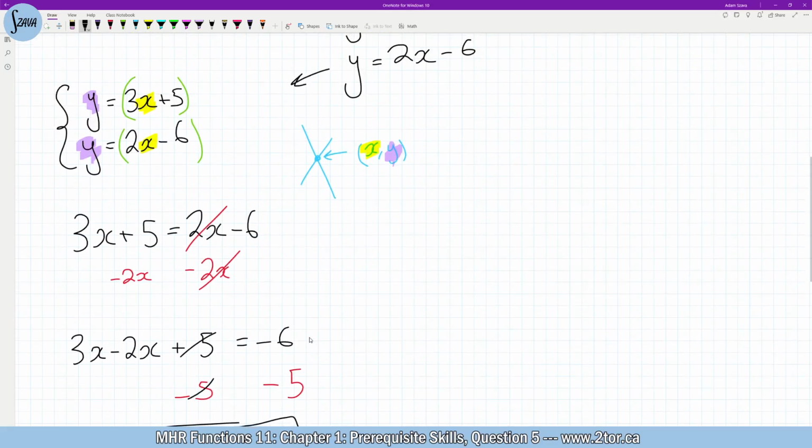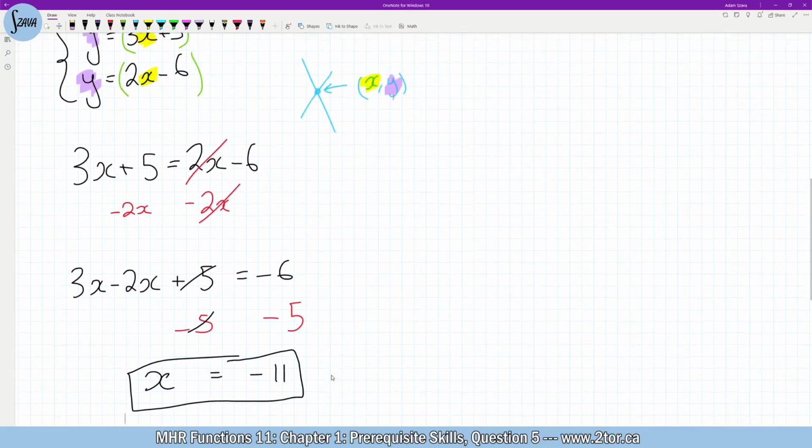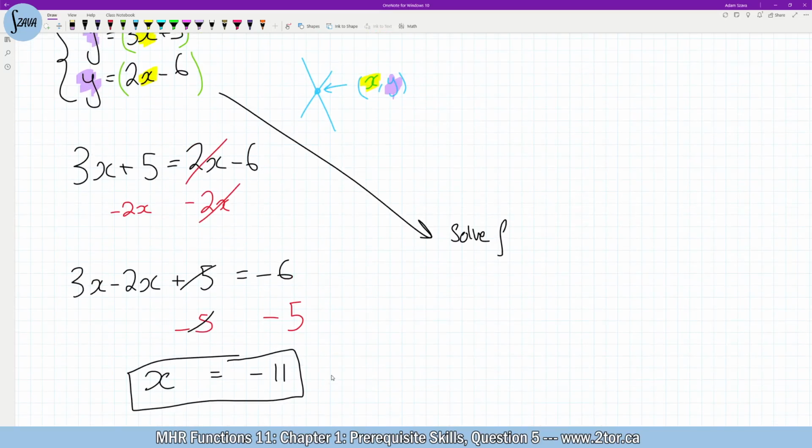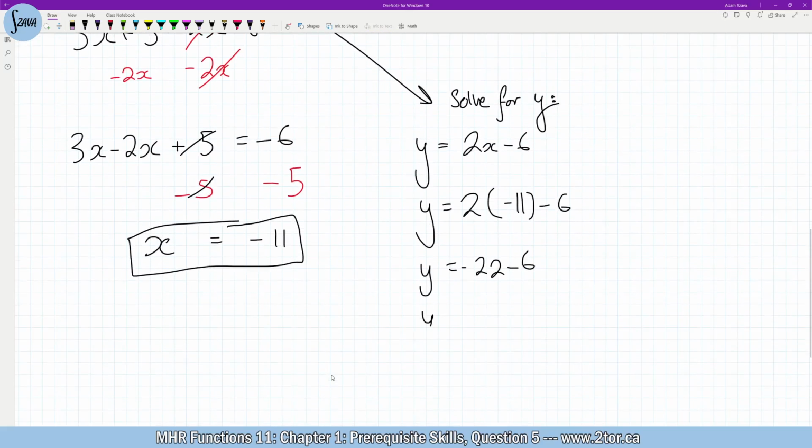And now to find the y value, we'd go back up to either one of these equations up here. It doesn't really matter which one, right? Let's just take the second one for convenience. So I'll say solve for y. We know y is equal to 2x minus 6. Since I know x now though, y is now equal to 2 times negative 11 minus 6. So y is negative 22 minus 6. 2 times negative 11 is negative 22. And y is negative 28.